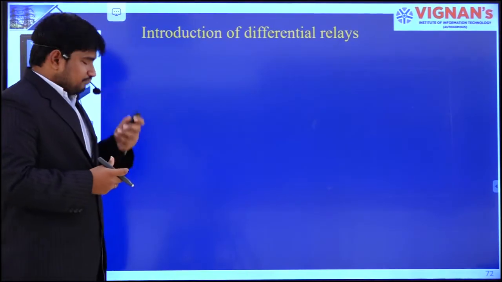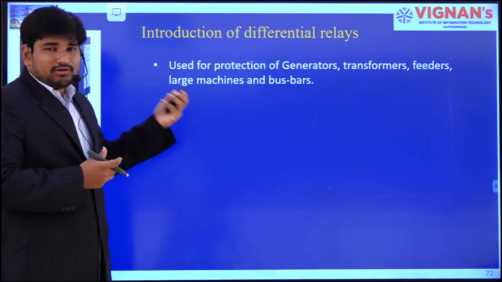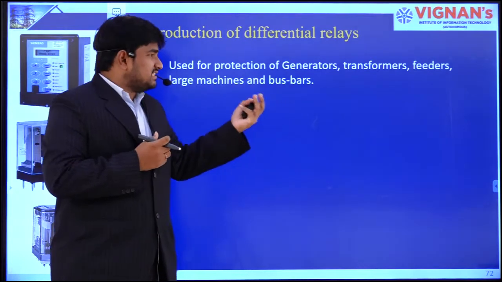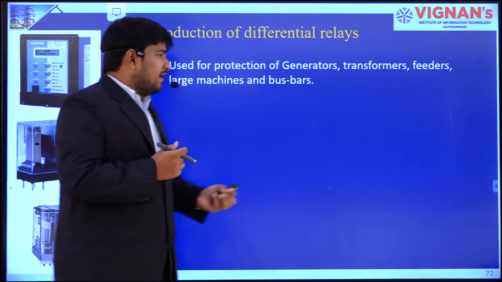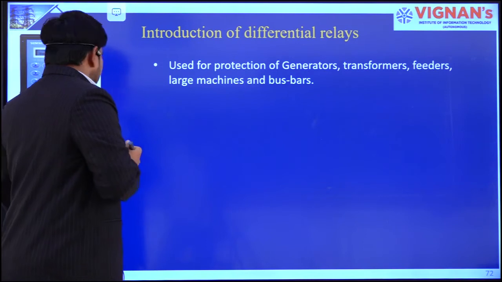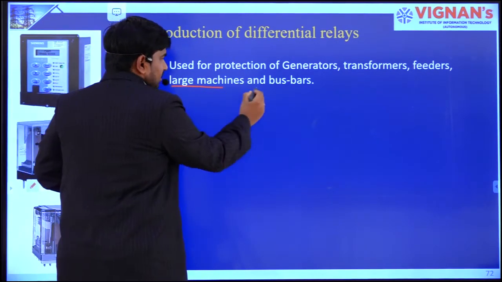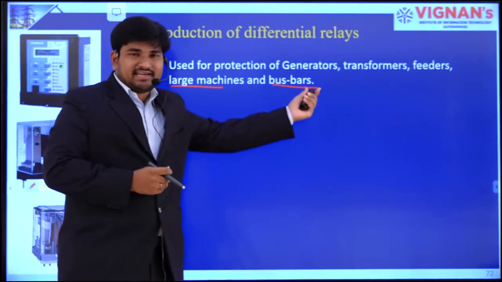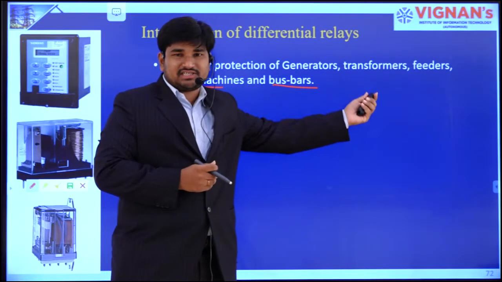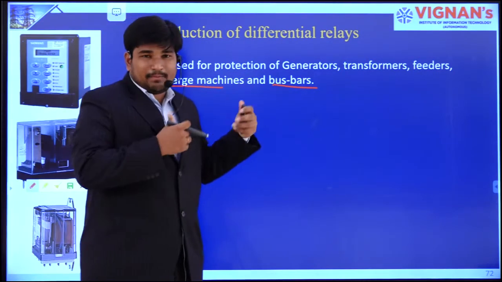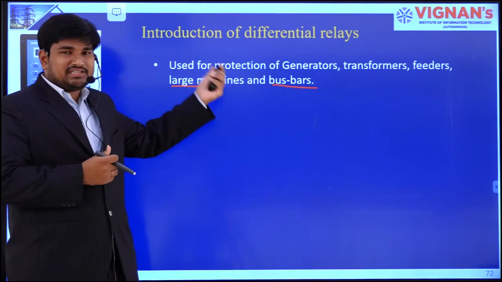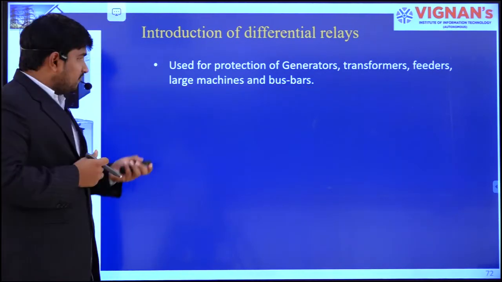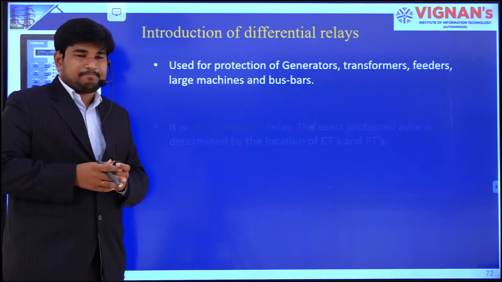Right. So, let me introduce differential relays. It is used for protection of generators, transformers, feeders, large machines, and also bus bars. So, in case of generator and transformer protection and feeder and bus bar protection, we use differential protection. Now, what is the operating principle of this differential protection?